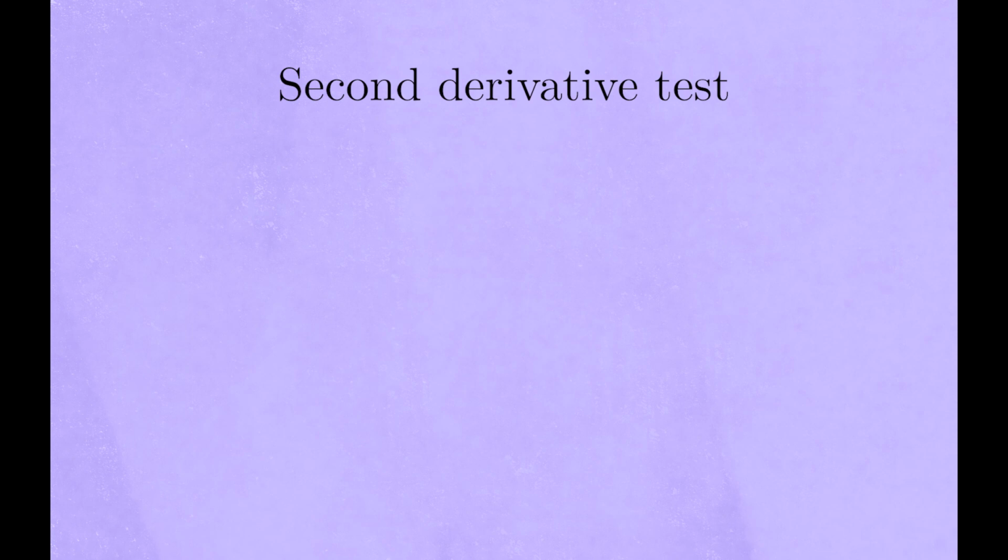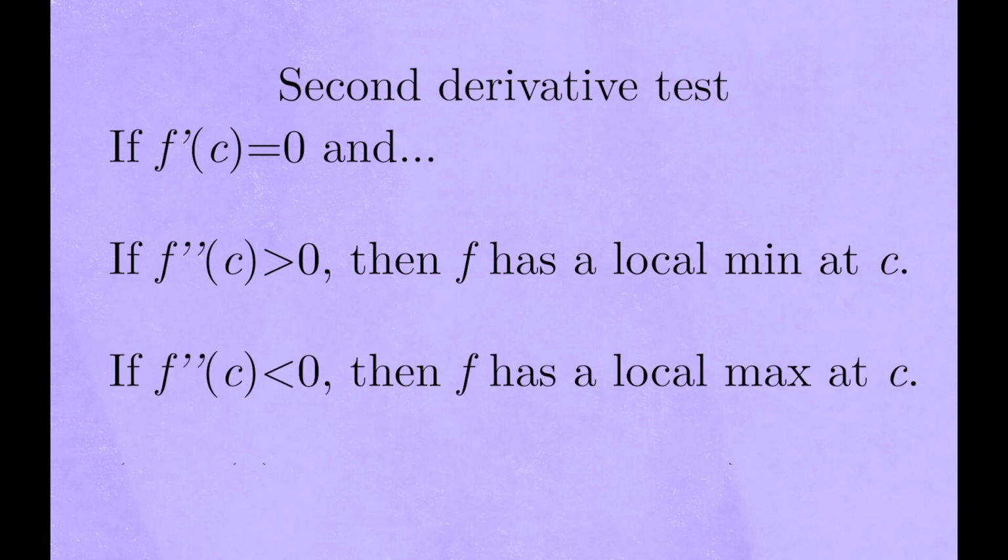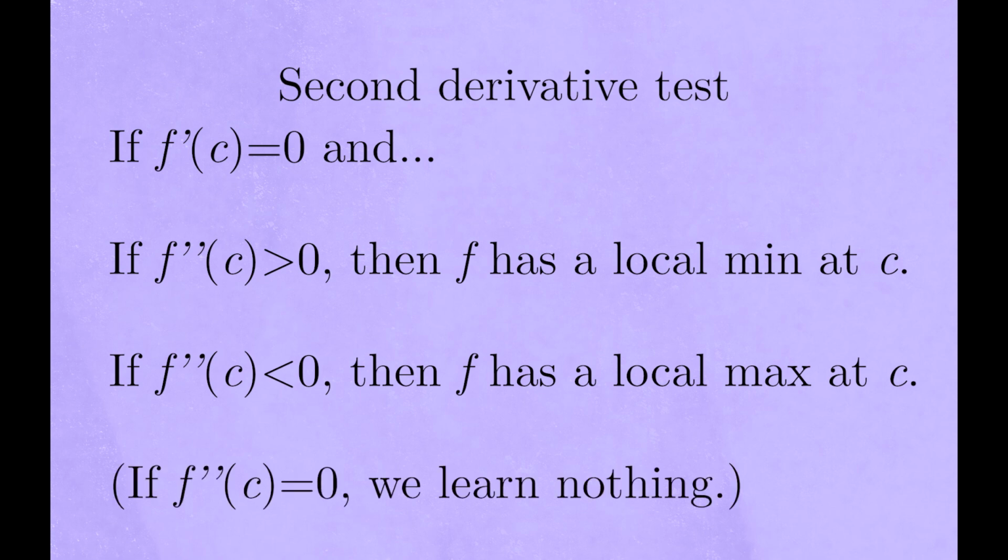As an alternative to the first derivative test, there is the second derivative test, which says if f prime of c is 0 and f double prime of c is greater than 0, then f has a local minimum at c. Also, if f prime of c is 0 and f double prime of c is less than 0, then f of x has a local maximum at c. I'll add that this test requires that f double prime is continuous near c, and also, if f double prime of c is 0, then we don't learn anything. c could be a local max, or min, or neither.